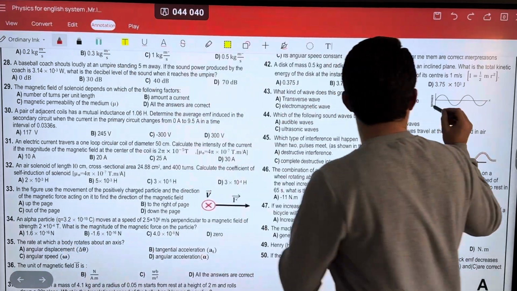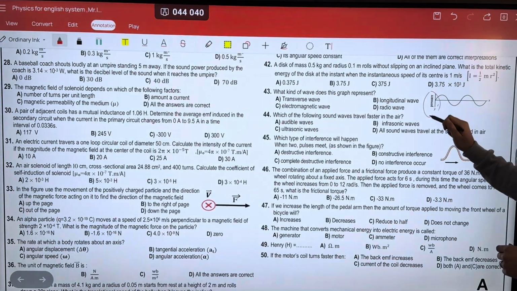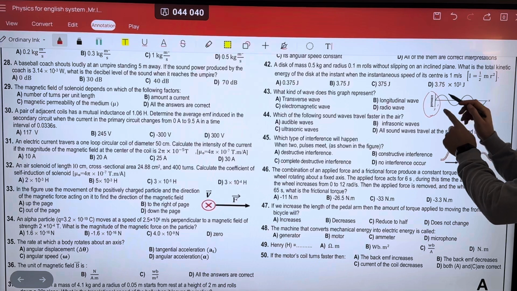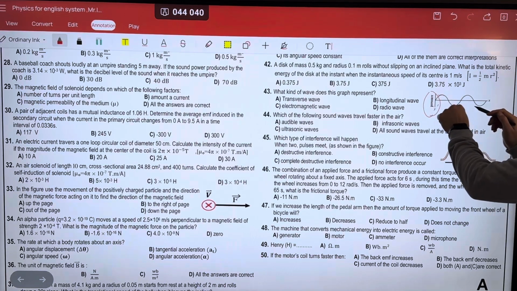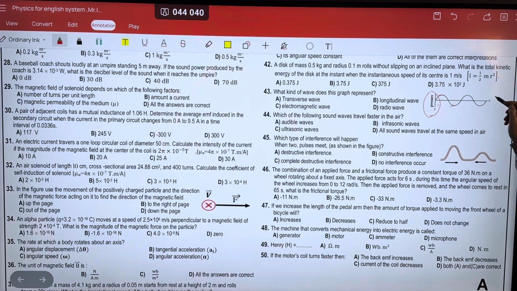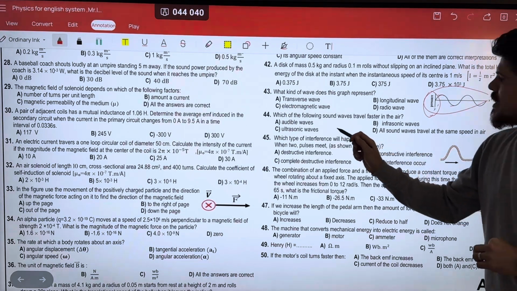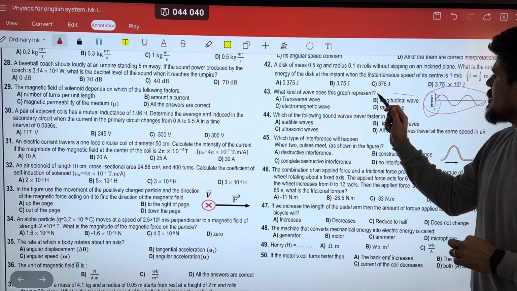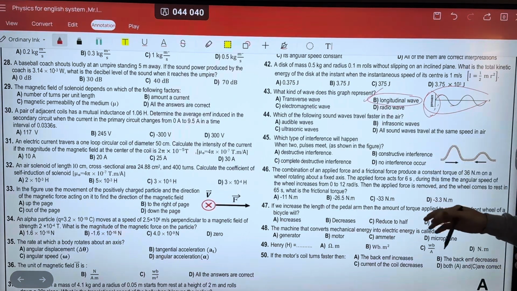Look. What is this? This is pressure. Okay? So because we have pressure, this is the maximum pressure, minimum pressure, this is compression, and this is rarefaction, and this type of wave is what? Is a longitudinal wave. B is correct.